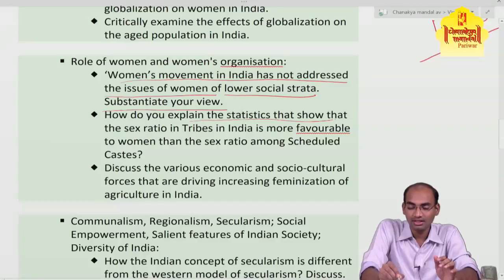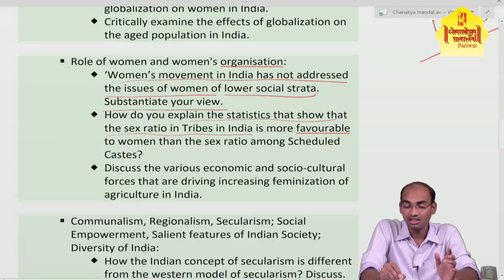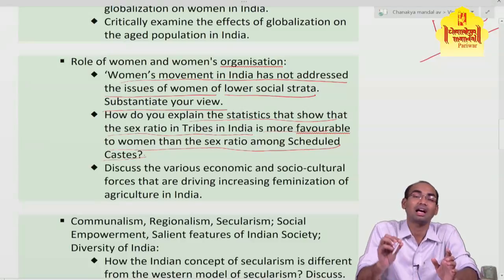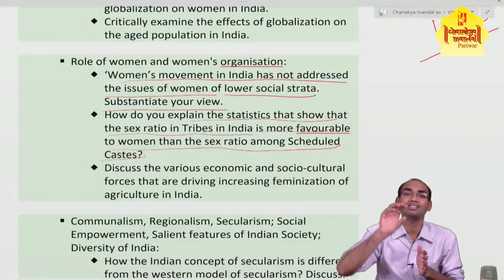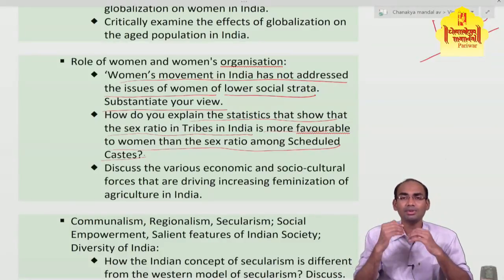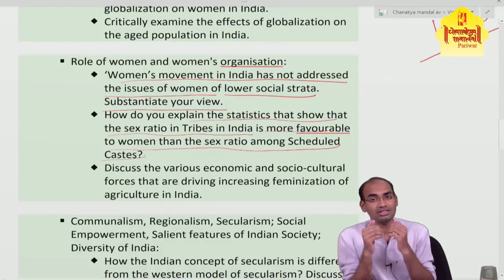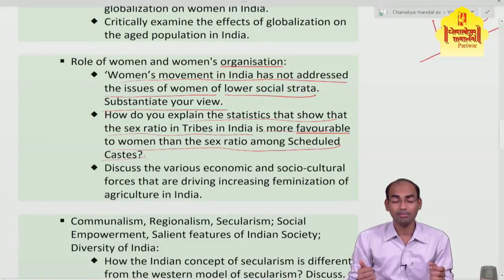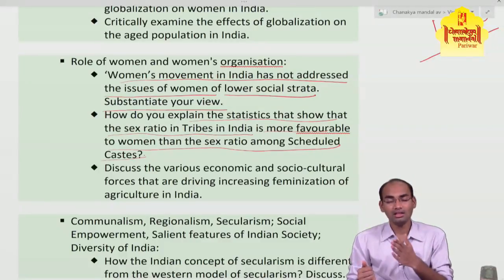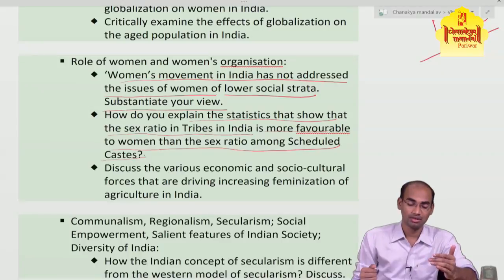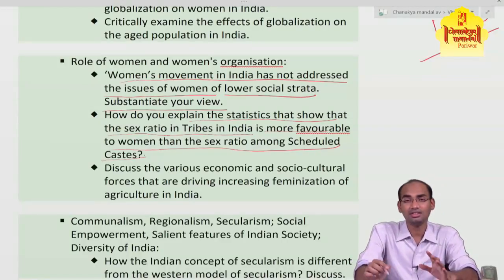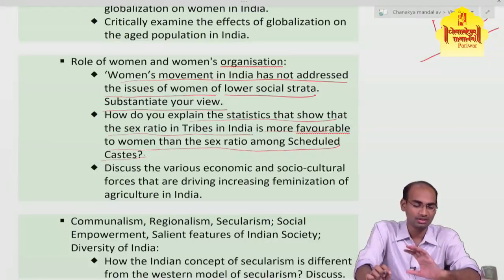Okay, how do you explain the statistics that show that the sex ratio in tribes in India is more favorable to women than the sex ratio among scheduled castes? Okay, this is the comparison between sex ratio in scheduled tribes and scheduled castes. Everybody knows that most of the cultures of scheduled tribes are maternalistic in nature, while the other societies were paternalistic. Therefore this has affected the sex ratio in these castes. This is just a plain fact. You need to substantiate this with reports, with census reporting, with SECC data and many more things. Okay, you can do that.